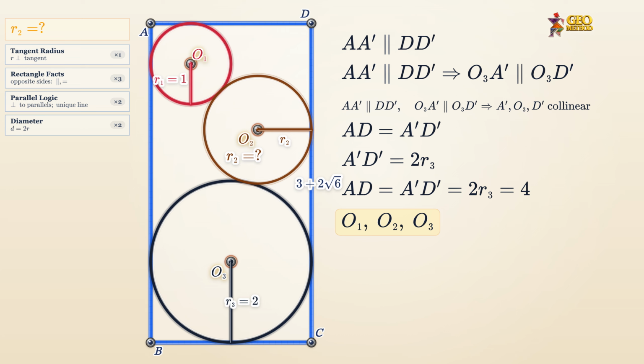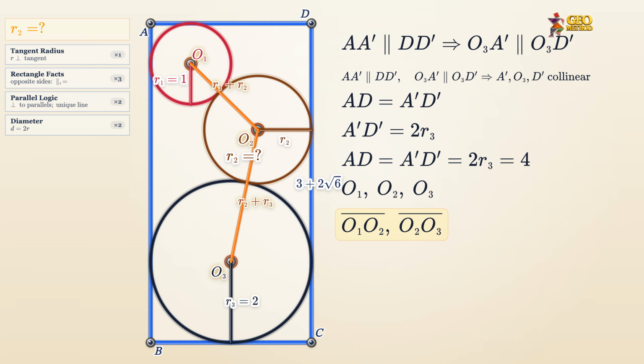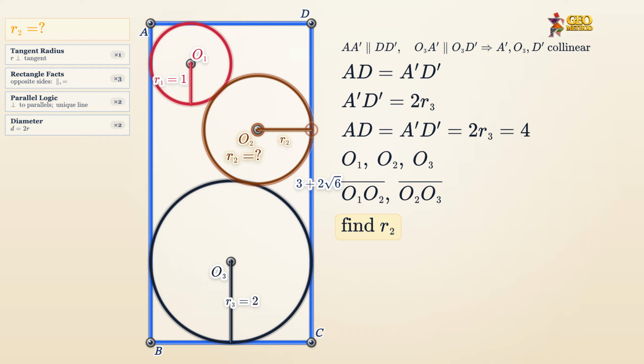Now focus on the three centers. O₁ is near the top, O₂ is in the middle, and O₃ is near the bottom. The whole solution will use distances between these centers. We draw the two useful center links, O₁ to O₂ and O₂ to O₃. These are useful because tangent circles give exact center distances. The target has not changed. We are still trying to find R2. The rest of the setup is only there to create equations for it.